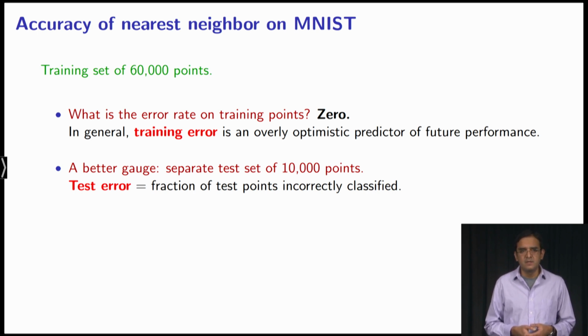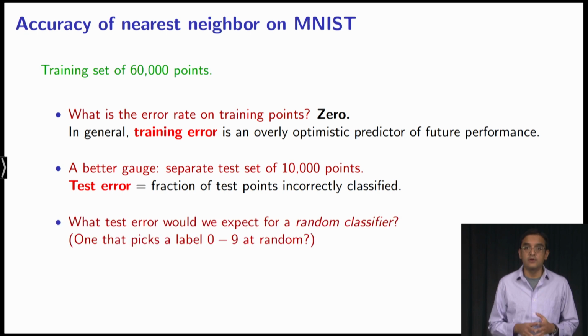So what kind of error rate might we expect in this case? Before we get there, let's do a little thought experiment. What would be the error rate of a random classifier? That's a classifier that doesn't even look at the data, but just guesses a number from 0 to 9 at random. Whatever the correct label is, it's going to guess that label with probability exactly 1/10. So it's going to be wrong 9/10 of the time. Its error rate will be 90%.